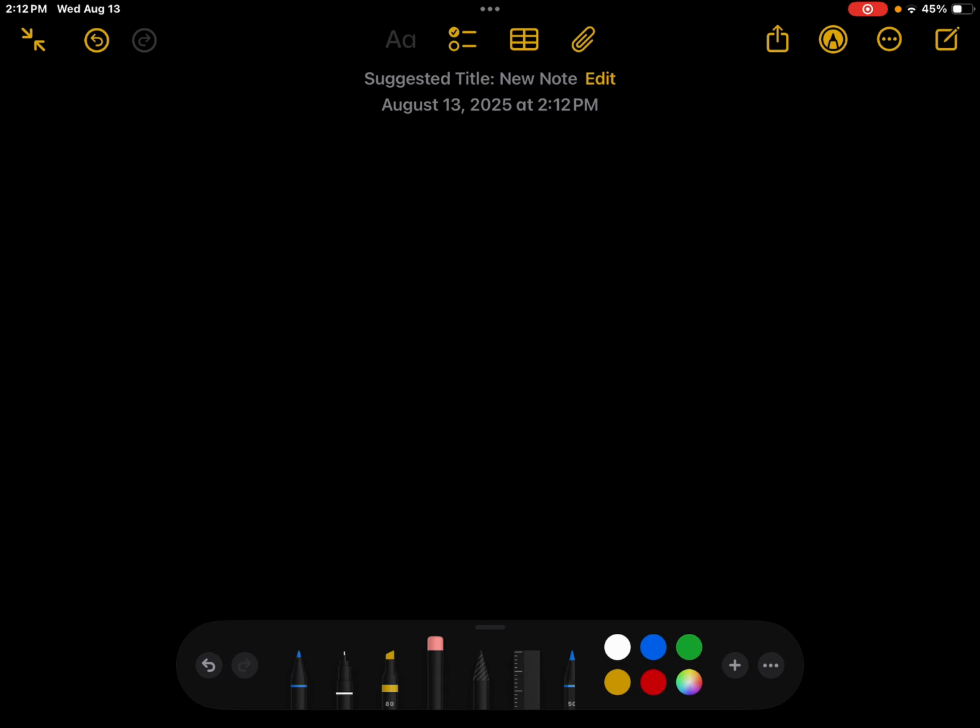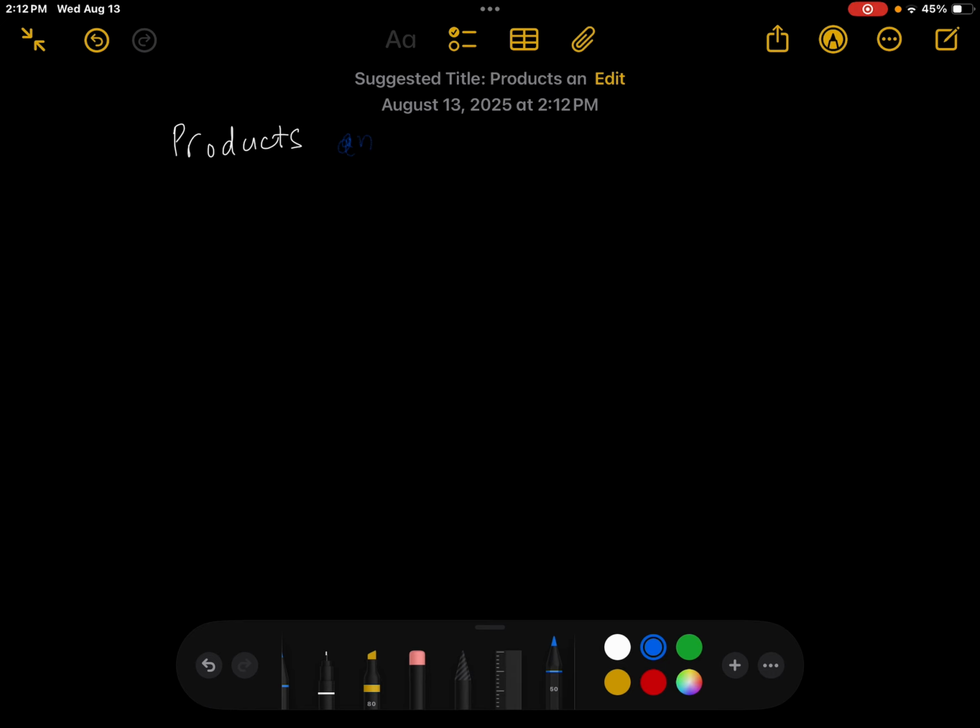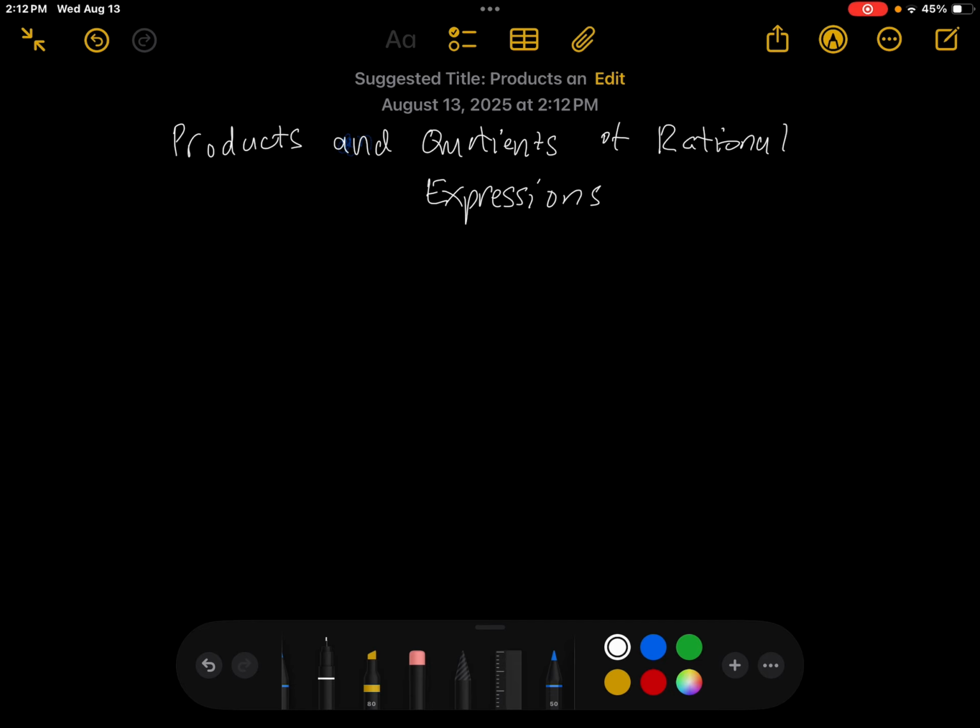Products and quotients of rational expressions.